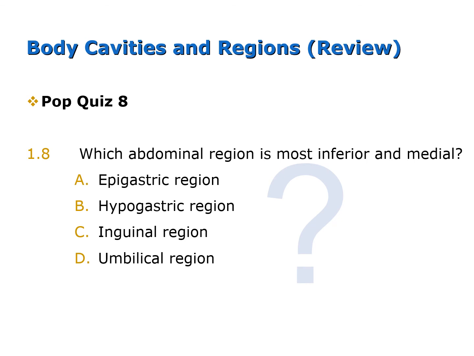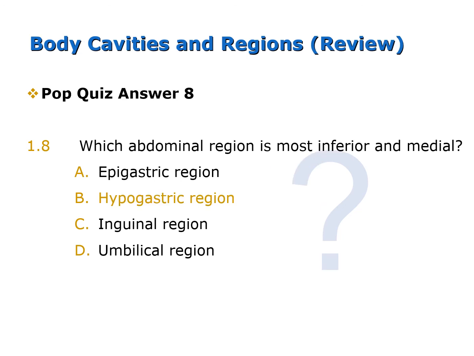Which abdominal region is most inferior and medial? A, epigastric region, B, hypogastric region, C, inguinal region, or D, umbilical region? Again, which one is most inferior and medial? The most inferior and medial will be the hypogastric region.